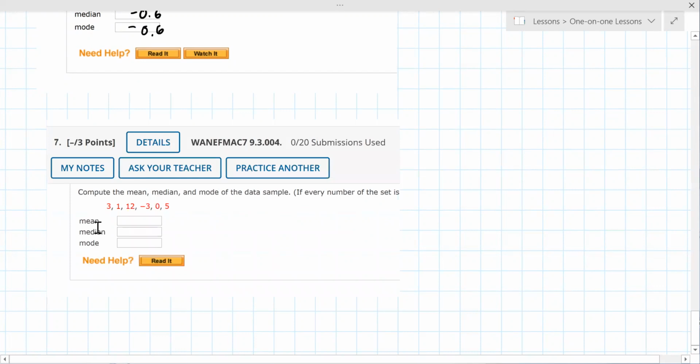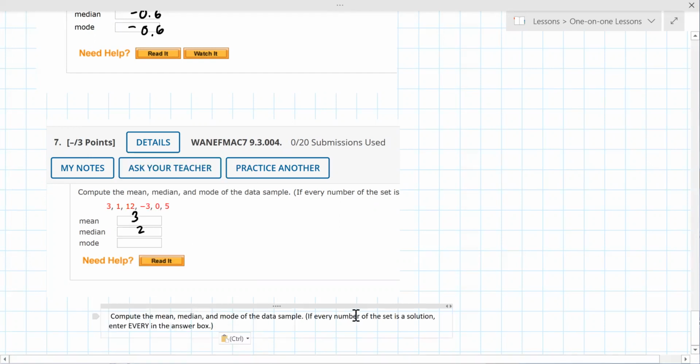So we got 3, 1, 12, minus 3, 0, 1. So the mean is 3, the median is 2. And notice how no number appears more than once. And that's what it actually says in the instructions. It says if every number of the solution set is a solution, enter every in the answer box. That's what we're going to do, every.